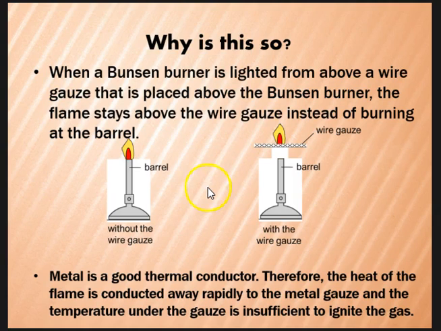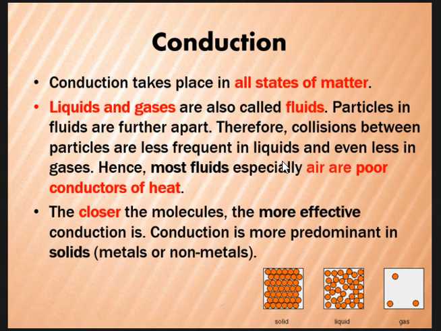Again, this tells us that metal is a very good thermal or heat conductor. Therefore, the heat of the flame is conducted away rapidly to the metal gauze, and the temperature under the gauze is not enough to ignite the gas, which is why the flame appears above the wire gauze rather than at the barrel.